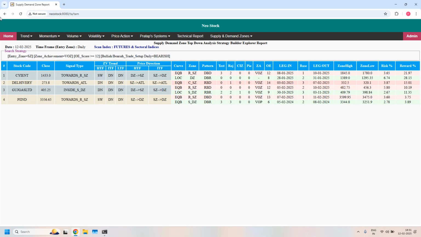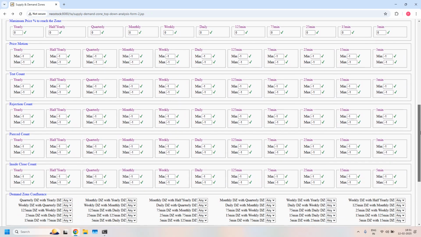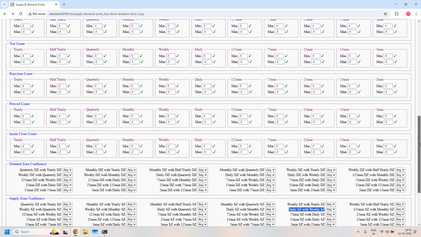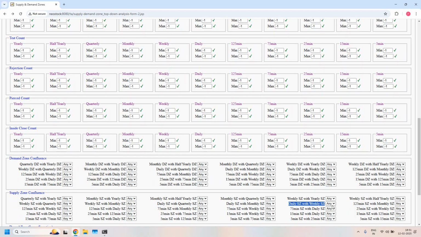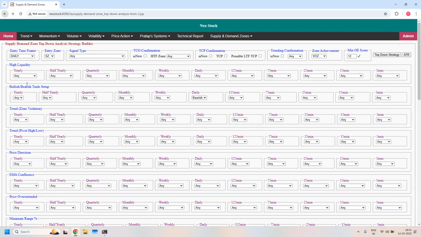Now let us look for LTF, ITF supply zone Confluence. That is daily supply zone with weekly supply zone Confluence. I enabled the filter. With this filter, we got only three stocks. Out of these three, how many are having ITF supply zone Confluence?